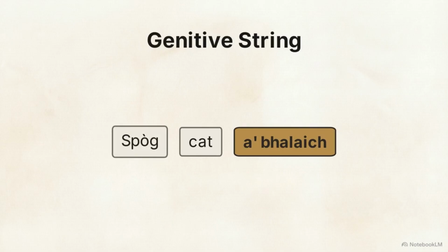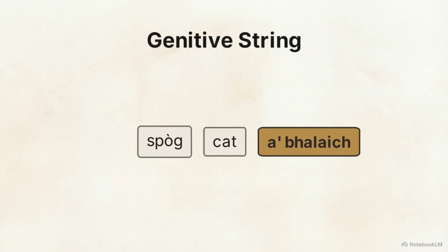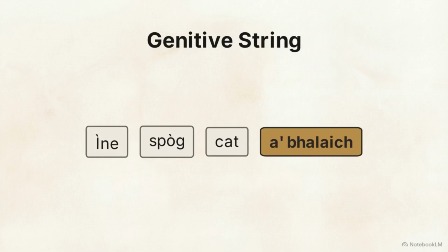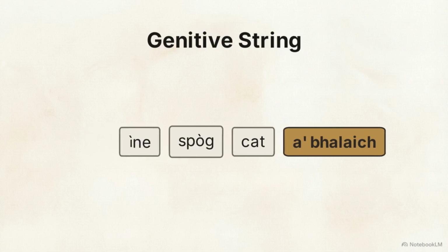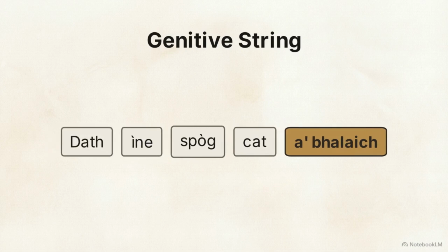Notice the anomaly in the middle of the chain. The word cat, which was previously in the genitive case as kite, has reverted to its base nominative form. Expand the chain a third time. Ina spog cat of a lich, the nail of the paw of the cat of the boy. Let's push the chain to its maximum length. Da ina spog cat of a lich, the color of the nail of the paw of the cat of the boy. This behavior is governed by the one per customer rule.